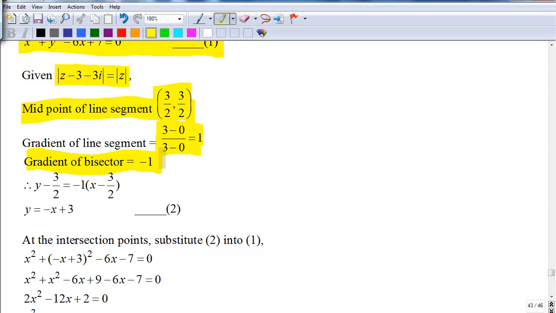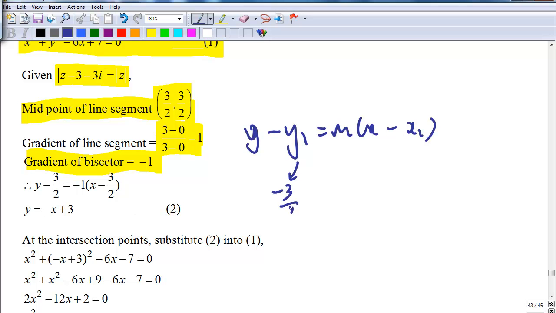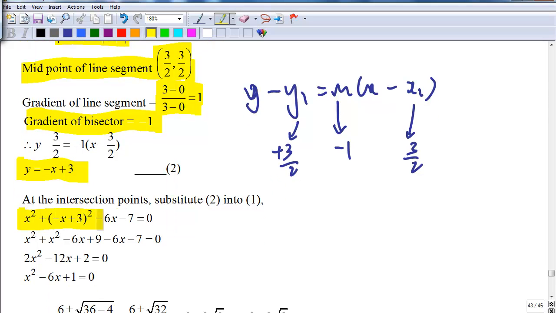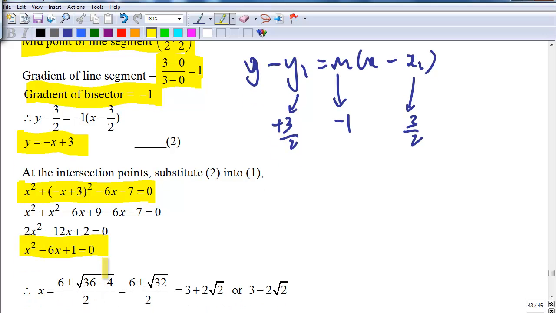So you sub everything into, again, the formula I wrote earlier, y minus y1 equals m times x minus x1. This is your 3 over 2, and this is your 3 over 2, and this is your minus 1. And you end up with this equation. If you call this equation 2, then you can substitute 2 into 1, just like what you see in your notes here, to end up with this quadratic equation, which you can solve very quickly using your b squared minus 4ac formula to get 3 plus 2 root 2 and 3 minus 2 root 2.